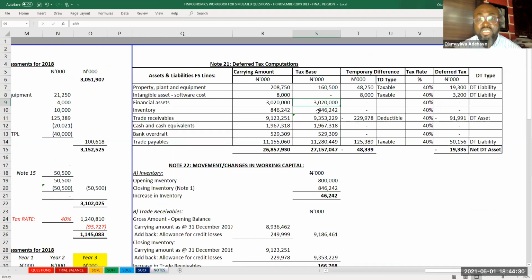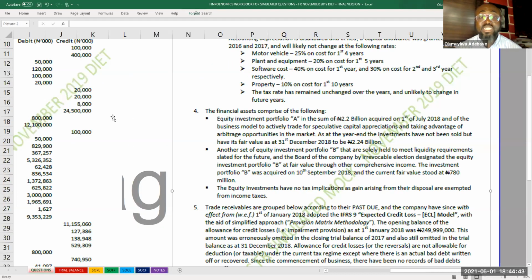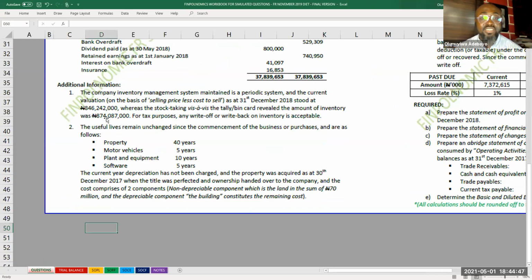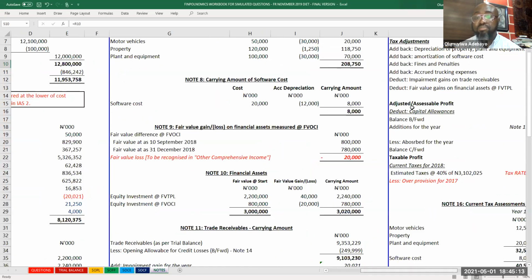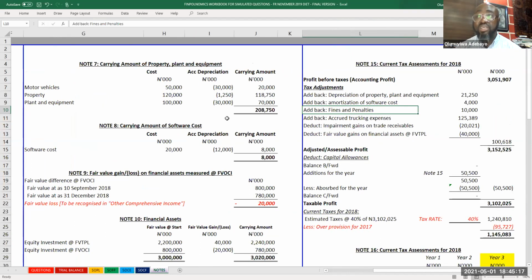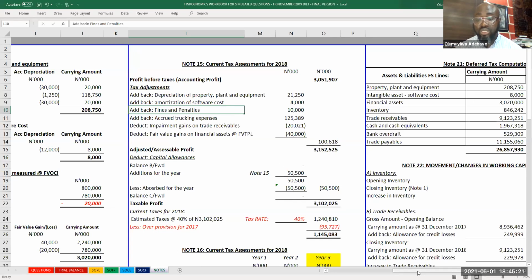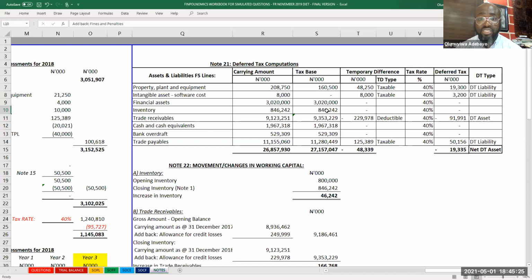Now, the same thing, inventory. Inventory has its carrying amount and tax base the same because the information provided to us is that the write-down we have done is equally acceptable for tax purposes. Per venture, if this amount is not acceptable for tax purposes, the difference between this 874 million and 846 million, probably in the range of about 28 million, will be added back to our inventory value to obtain our tax base, which means our tax base will not be 846, it will be 876. But we didn't add back the write-off for inventory because it is acceptable for tax purposes, and therefore it will not give rise to deferred tax. For it not to give rise to deferred tax, the tax base and the carrying amount will be the same. Next is trade receivable.